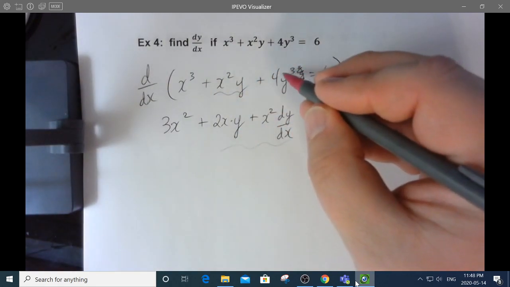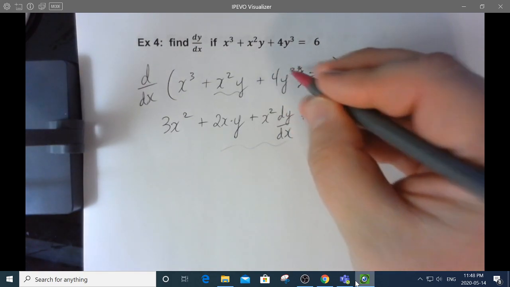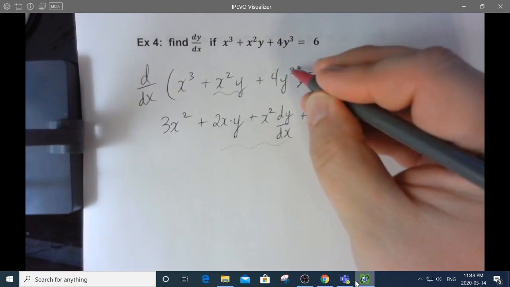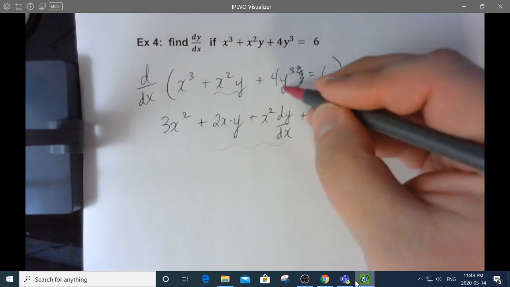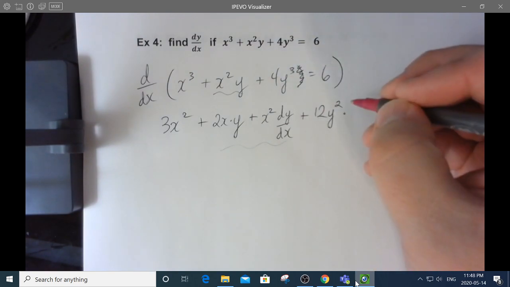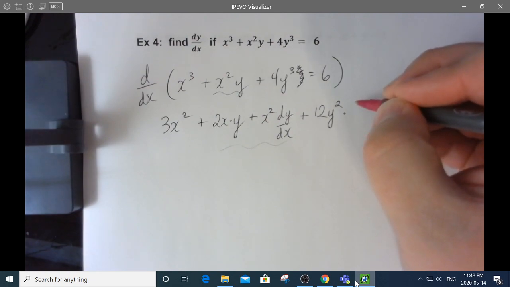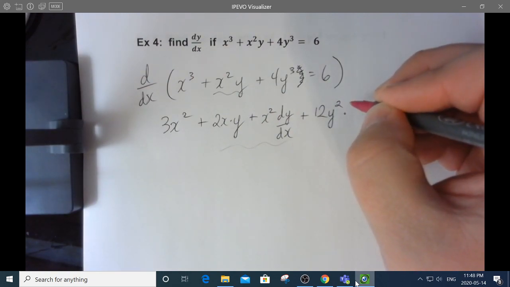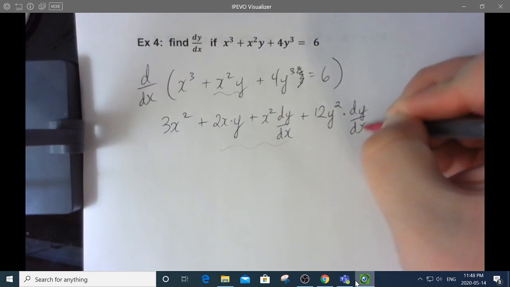And of course, the derivative of 4y cubed, I have to use chain rule on. That's going to be 4 times 3, which is 12. Then the exponent becomes 1 less. But then I have to multiply it by the derivative of y, which is, of course, dy/dx.